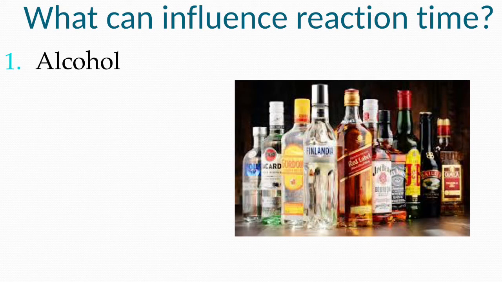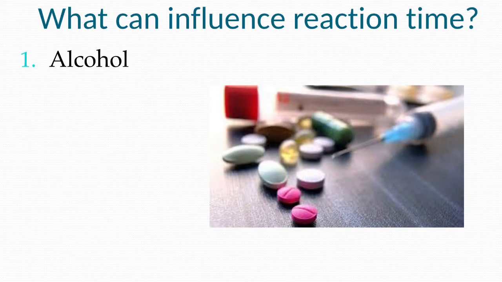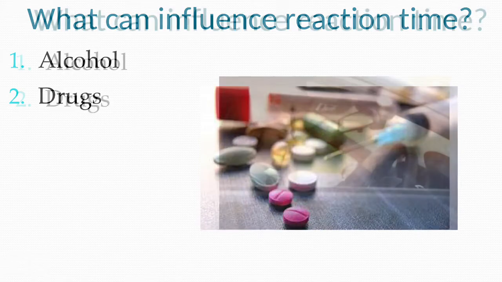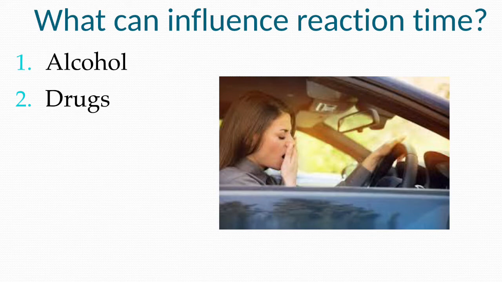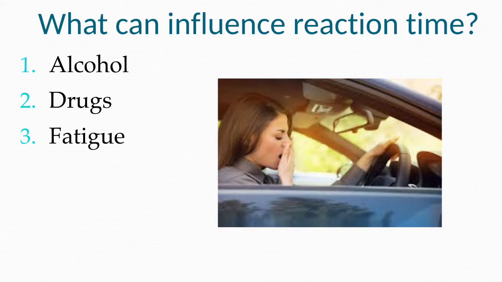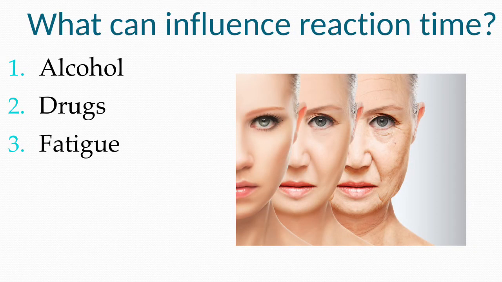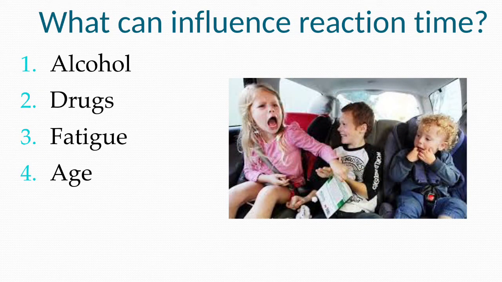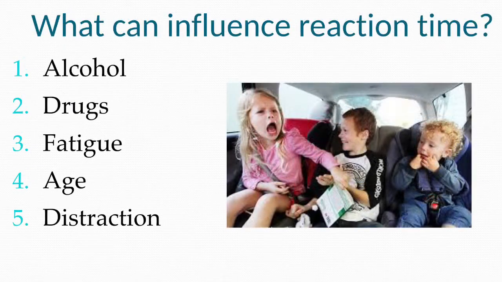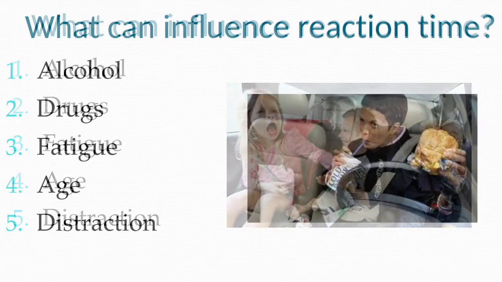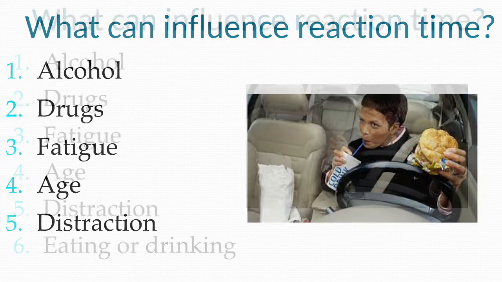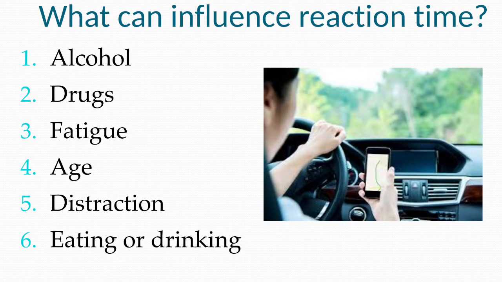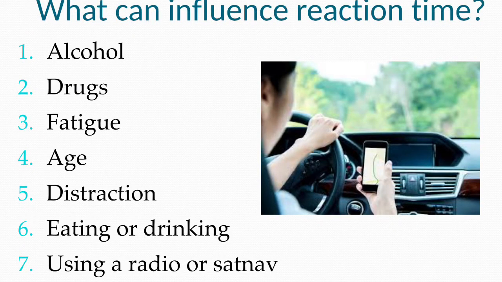Alcohol is a depressant and can slow down our reaction time. Drugs can either speed up or slow down our reaction time depending on the type. Tiredness can make us slower to react to hazards. As we get older, our reactions tend to slow down. Distractions from other people in the car can also affect our reaction time. Eating and drinking whilst driving can make us slower to react. Trying to use a radio or sat-nav can provide another form of distraction whilst driving.